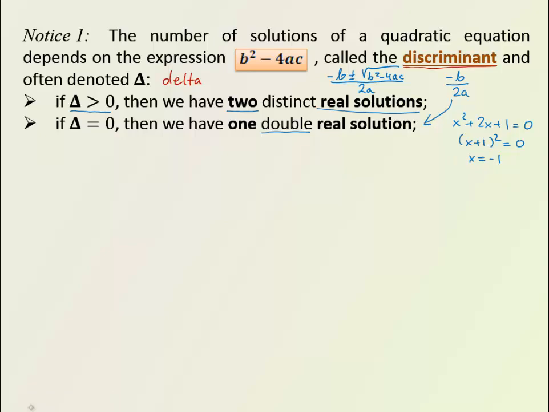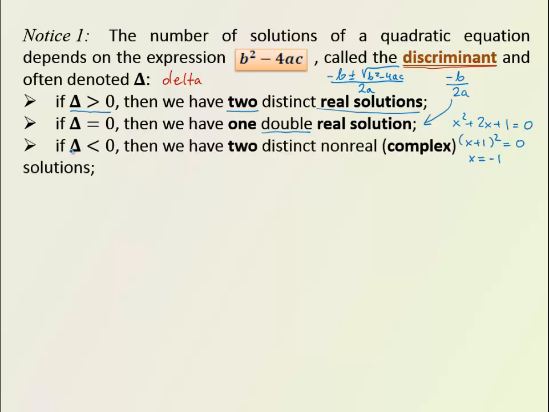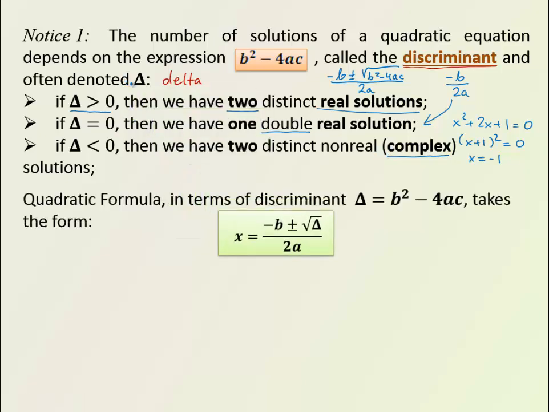The third possibility is that the discriminant could be negative. If the discriminant is negative, then we have a root of a negative number, which is really a complex number. So we end up with two distinct but non-real solutions. So we don't have real solutions, we do have complex solutions. The other advantage of using the delta sign is to make the quadratic formula a little bit shorter. If we remember the discriminant delta, b squared minus 4ac, then the quadratic formula takes this form, negative b plus minus square root of delta over 2a.